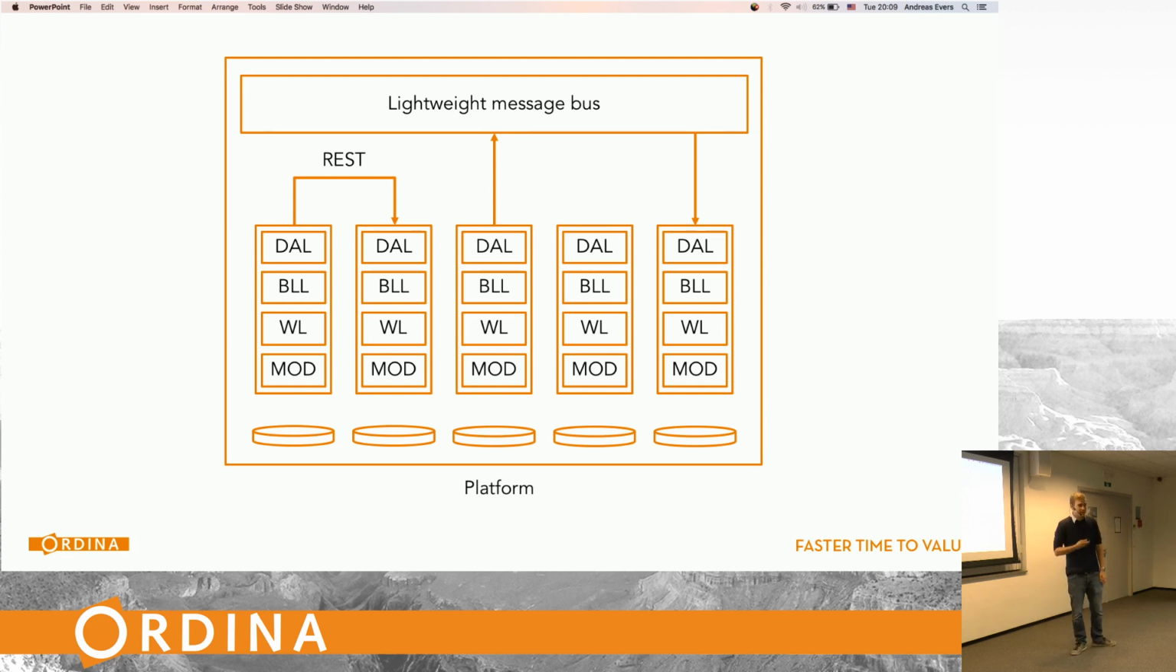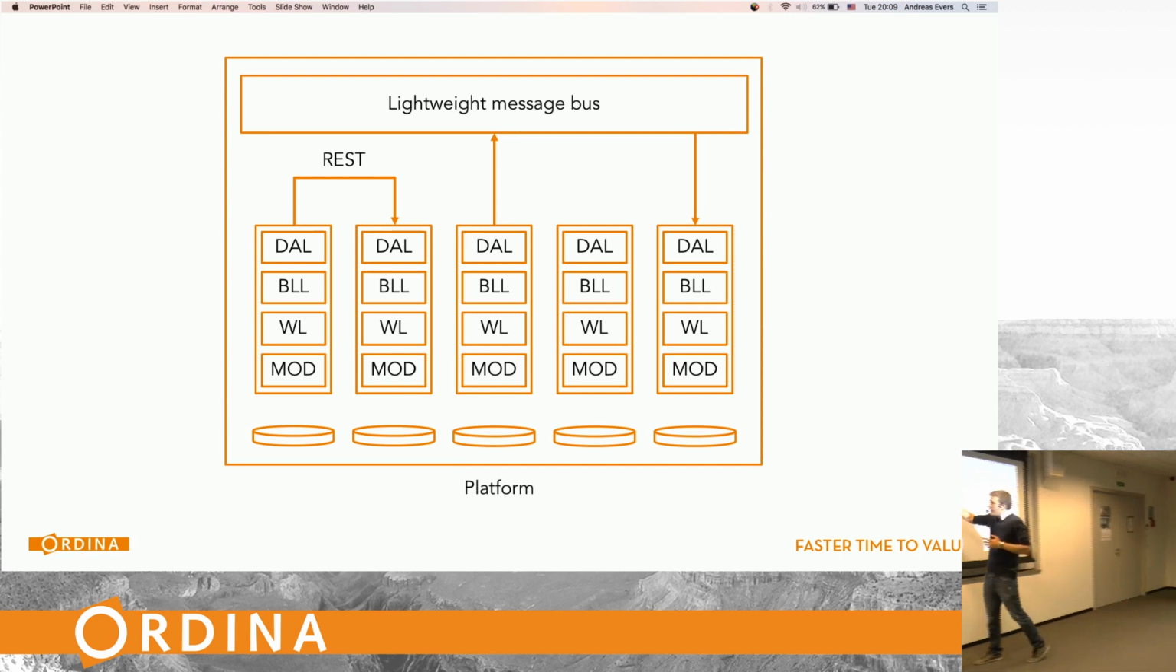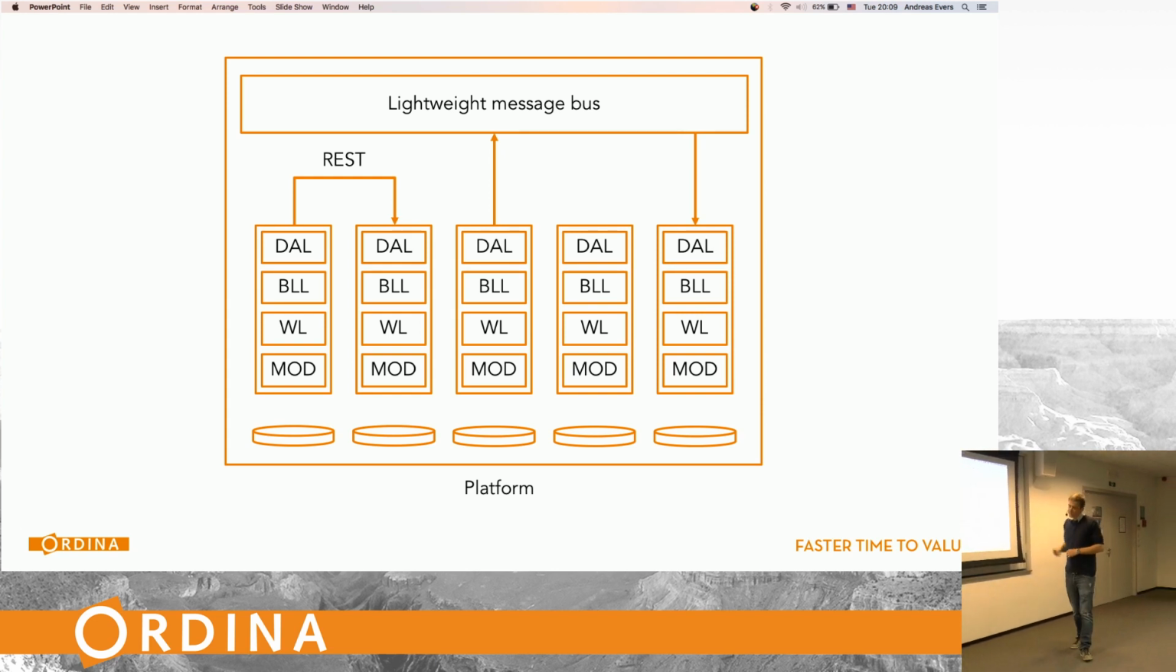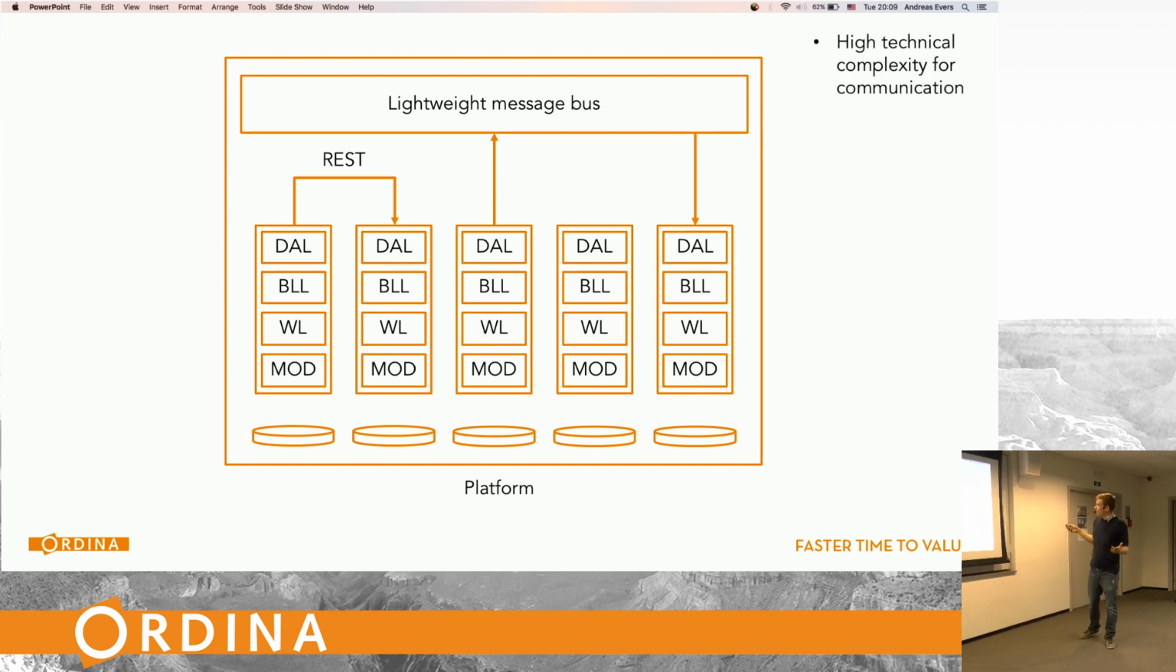Dealing with this complexity, I've talked about circuit breakers before. That's something you have to deal with. And you can deal with that in your microservices, add the library, you know. I'll talk about that later. But that's kind of difficult. So what we could look at is high technical complexity for communication.